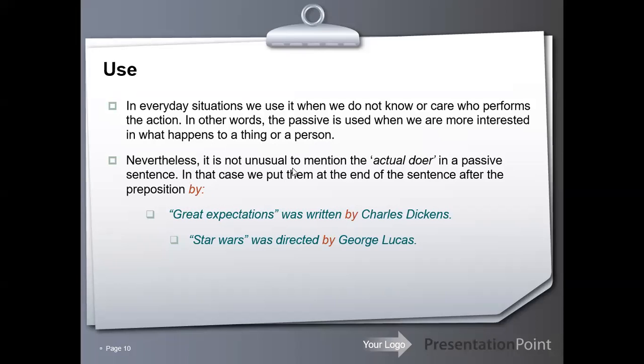Nevertheless, it is not unusual to mention the actual doer in a passive sentence. In that case, we put them at the end of the sentence after the preposition by. And we have some examples. Great Expectations was written by Charles Dickens. Star Wars was directed by George Lucas.